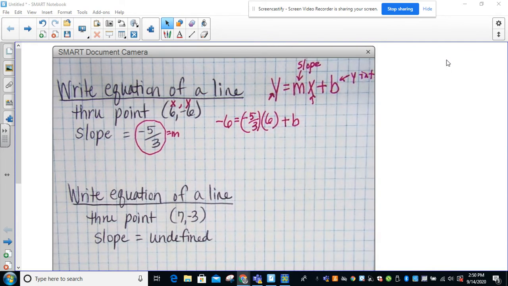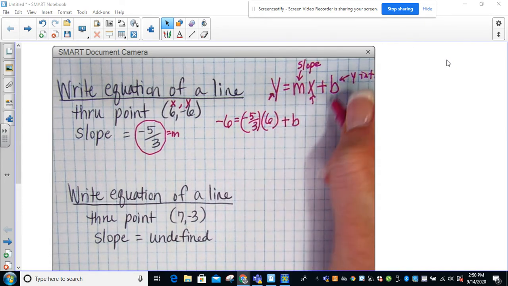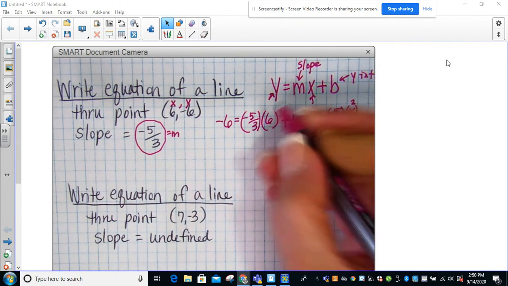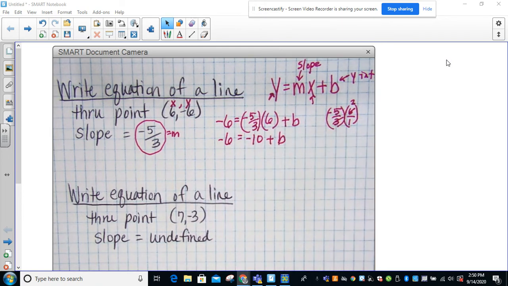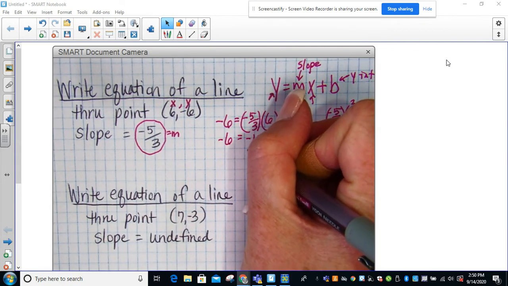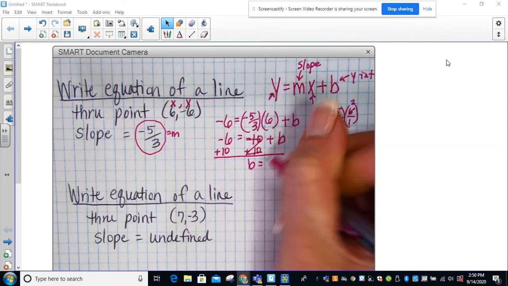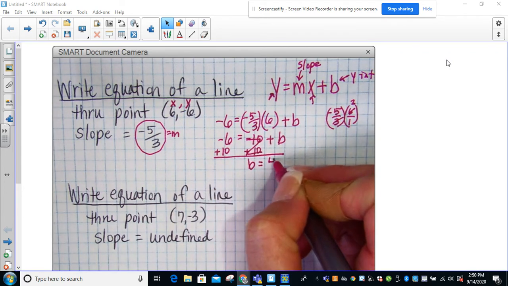So now we're going to solve it. We're going to multiply these two together, and remember -5/3 times 6/1. These cancel, and you're left with 2. So -5 times 2 is -10. So -6 equals -10 plus b. So now we just have an equation to solve. So this is a +10, a +10. These cancel, and our b equals -6 plus 10, which is +4.